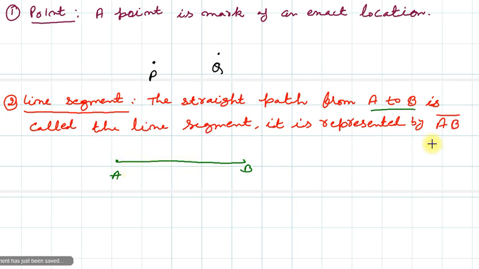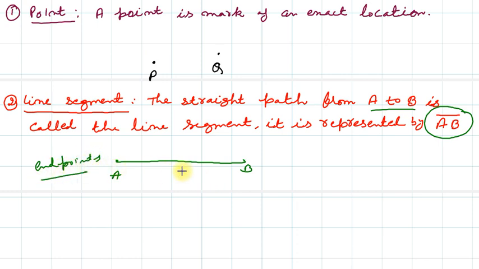Right, students? So we can represent it as AB with a line over AB, right? So what are these A and B called? Points A and B are called endpoints of line segment AB. So these are endpoints, right?